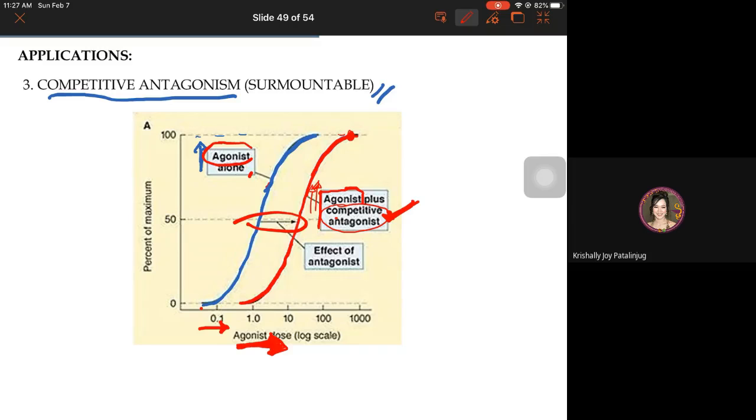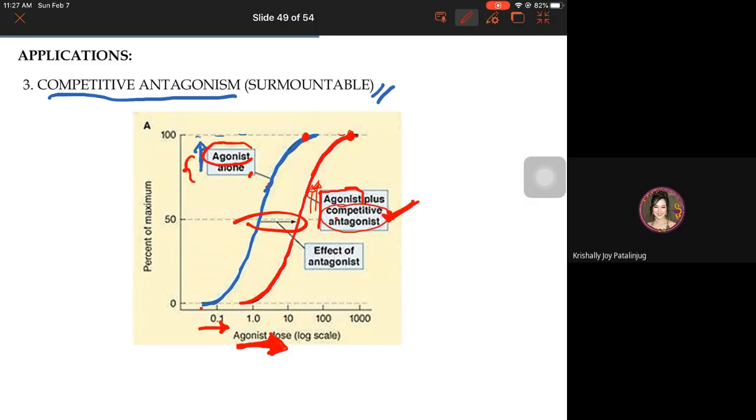Okay, when you see a graph where you have an agonist alone, a drug alone, and then you have another drug in the presence of an antagonist, and the efficacy is the same, and for the second curve you increased the dose but the efficacy is the same, this is an example of plotting a drug effect in the presence of a competitive antagonist.